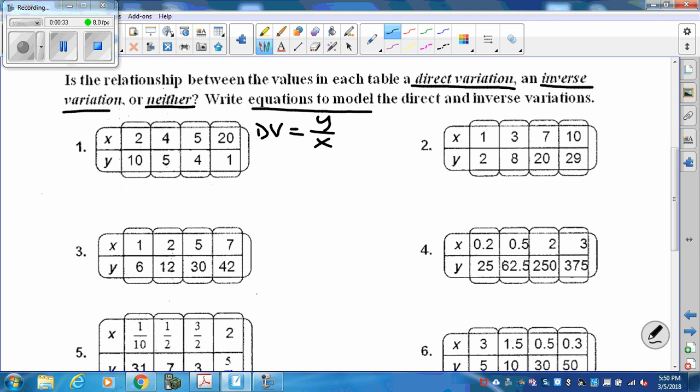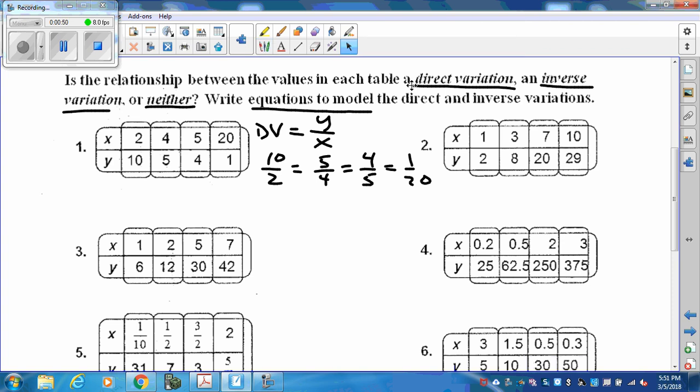I'm going to take y divided by x. So it would be 10 divided by 2, 5 divided by 4, 4 divided by 5, and 1 divided by 20. I would do all these y's divided by x and see if that is the same number every time. Well, this first one, 10 divided by 2 is 5. But 5 divided by 4 is definitely not 5. So it's not a direct variation.